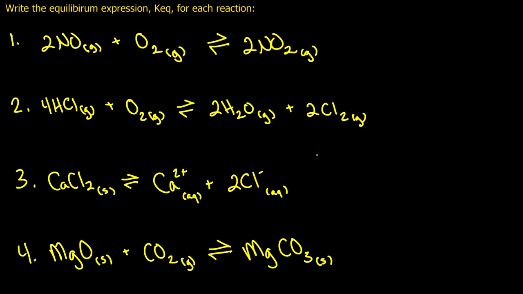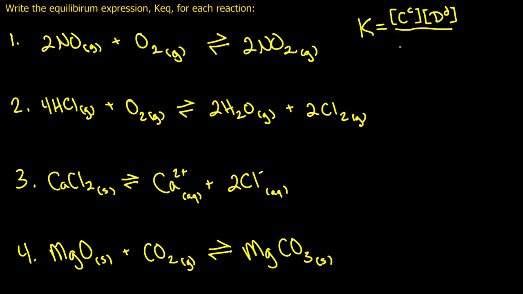I highly recommend pausing the video, working the problems out, and then resuming the video to check your work. So our formula, if you don't remember, is K equals products over reactants. In this case, our products will be the concentration of C raised to c, times the concentration of D raised to d. Now C and D are the chemical species on the right side of the arrow, the products. Lowercase letters c and d represent the coefficients of the balanced equation in front of them.